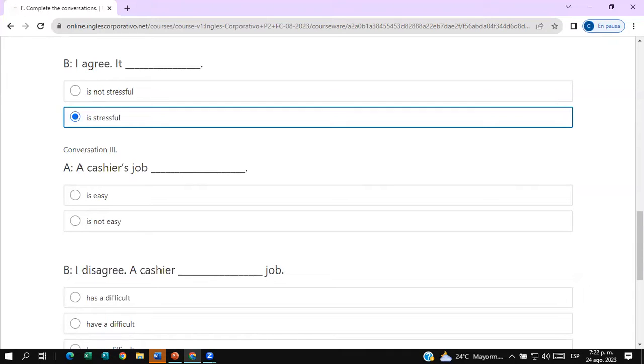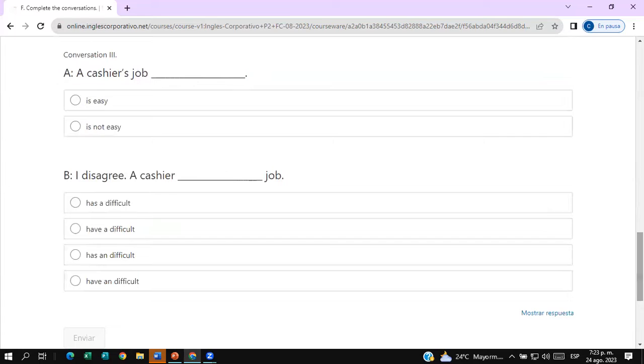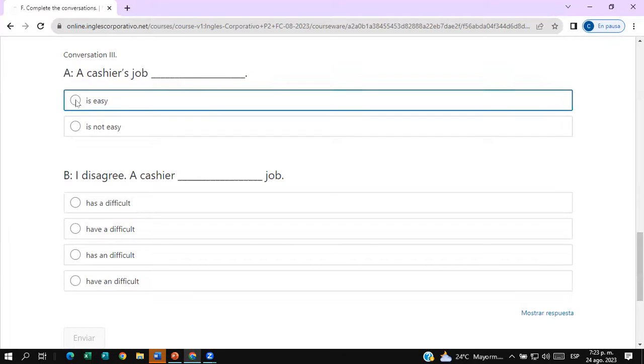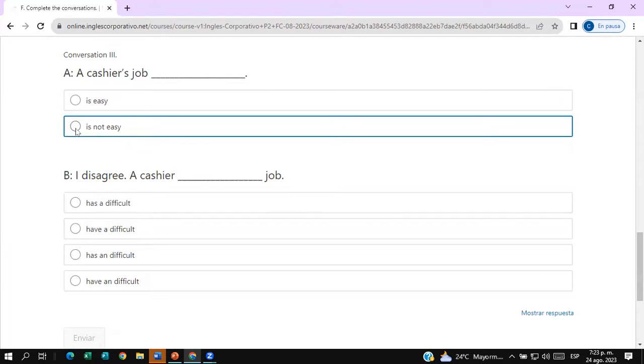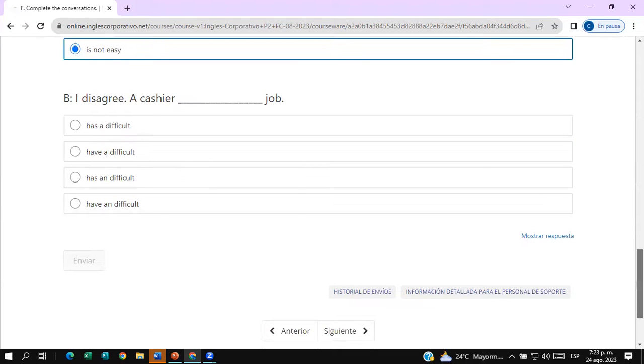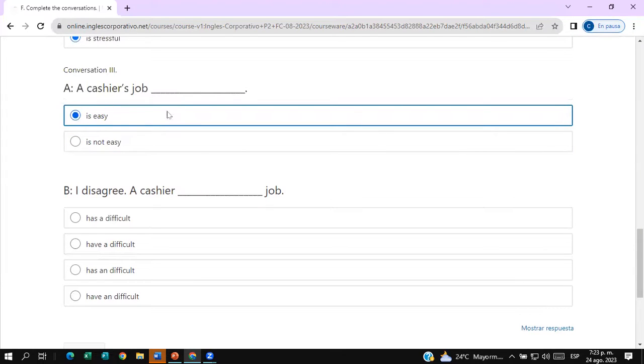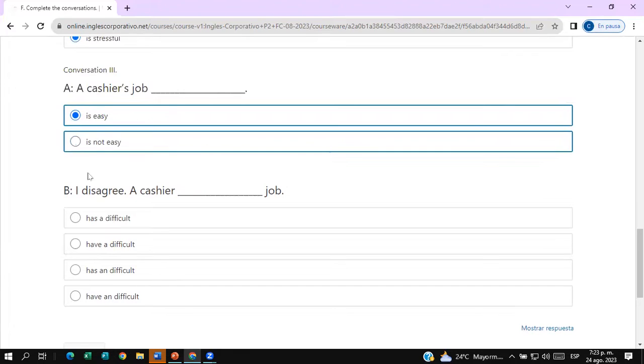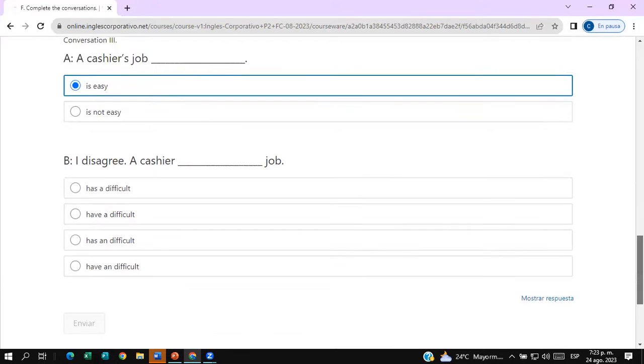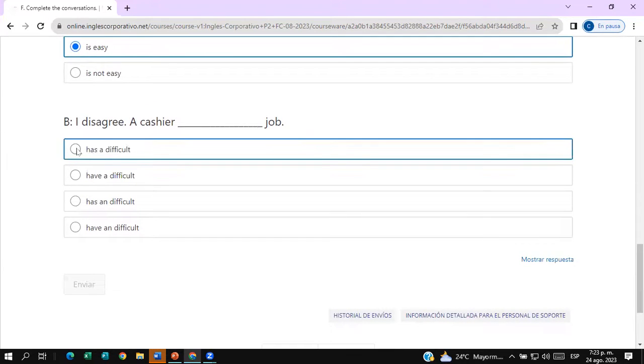Thank you. Next, who can continue with the next sentence? Other volunteers? Nidia, and then Catherine. A cashier job is easy. Are you sure? I would say it's not easy. Catherine? I disagree. A cashier has a difficult job. Okay, one is saying a cashier job is easy, and letter B disagrees. Thank you.